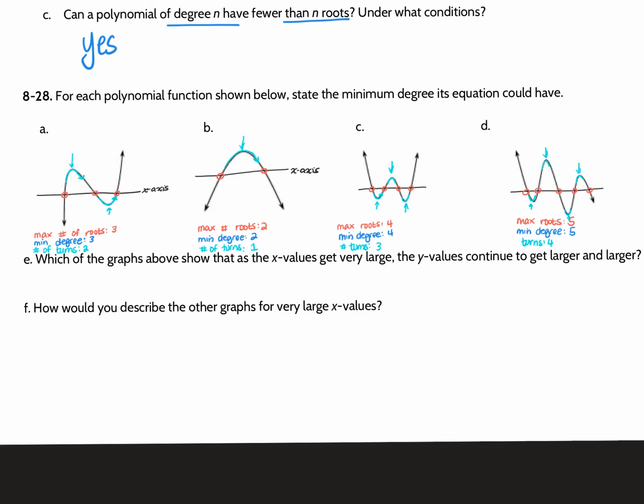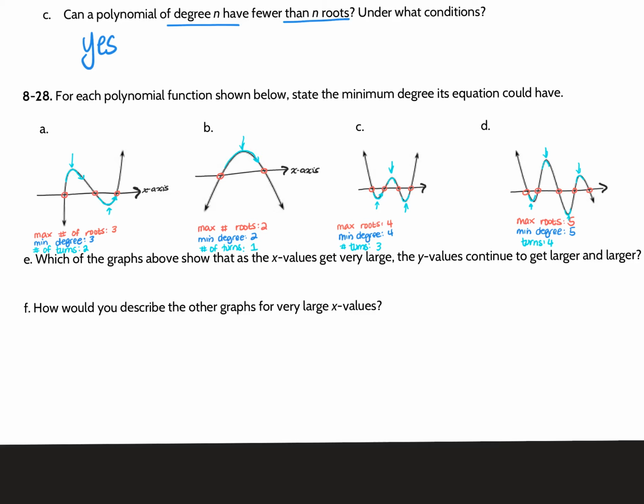And that comes from looking at the right side of the graph. In other words, it asks which of the graphs above show that as the x values get very large, the y values continue to get larger. In other words, as we look at the x values getting more and more positive, going out towards infinity, we look at the right side of the graph, okay? As we look at the right side of the graph, what is happening to our y values?